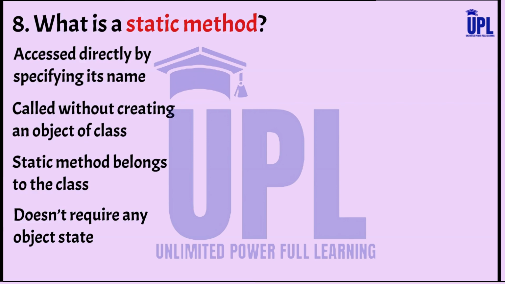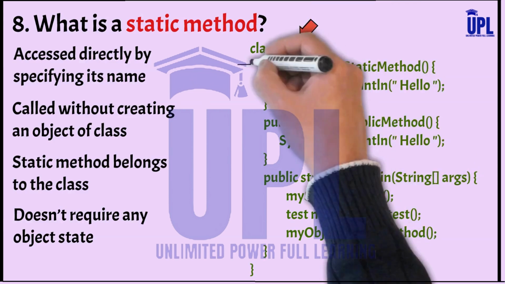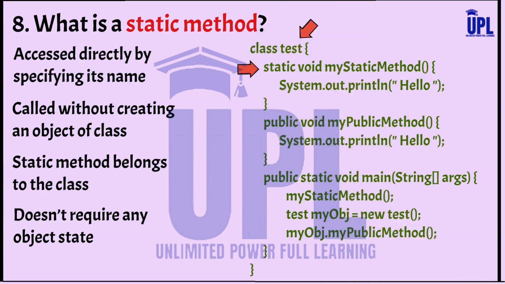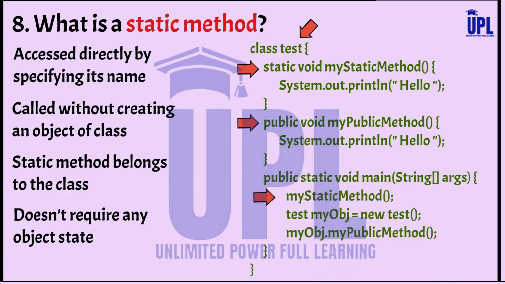So in this example, we have a class called Test. In the Test class, we have two methods. One is a static method, another is a normal method. Now come to the main method. In the main method, you can see we have called the static method without creating an object of the class Test. But in order to call the normal method, we have created an object of class Test and then called the normal method.